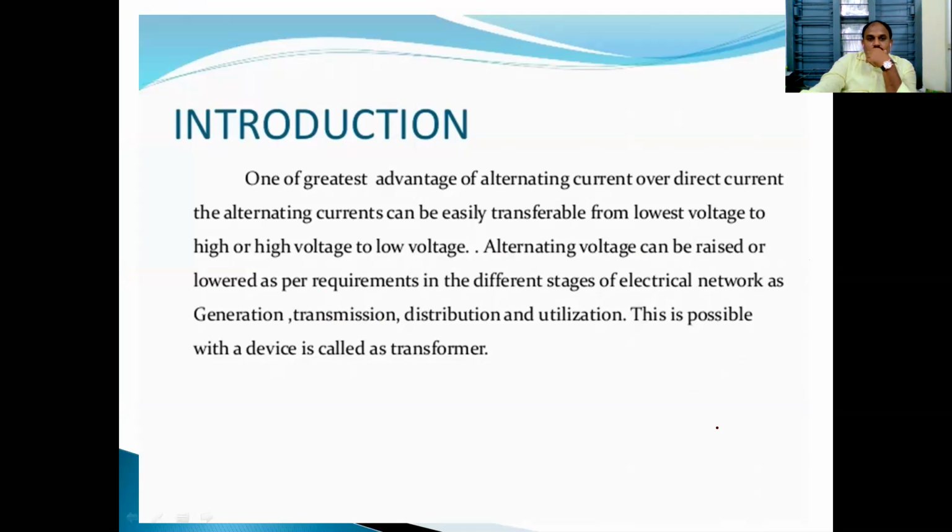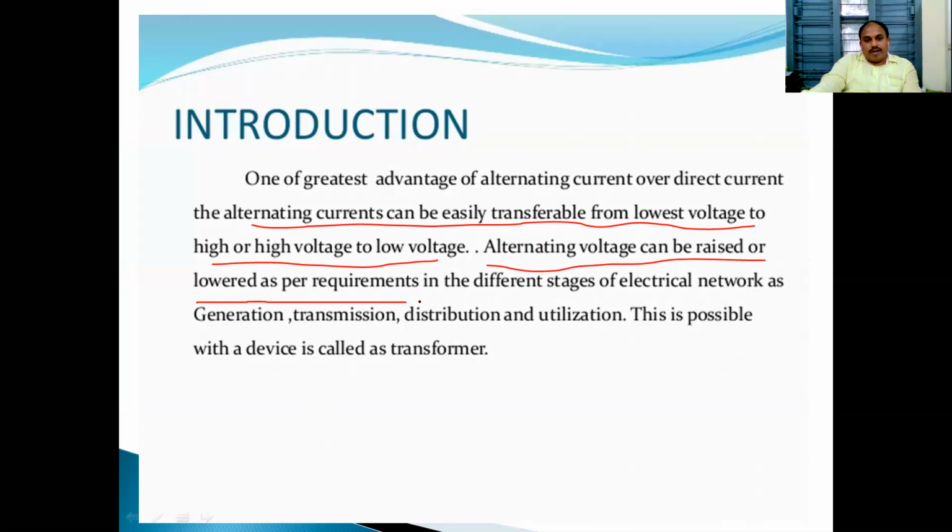So we have an introduction of the transformer. One greatest advantage of alternating current over DC is that alternating voltage can be easily changed from a low value to a high value, only because of the transformer. Low value to high value to low value. Alternating voltage can be raised or lowered as per requirement in different stages of the electrical network: generation, transmission, distribution, and utilization. This is possible only with transformers.